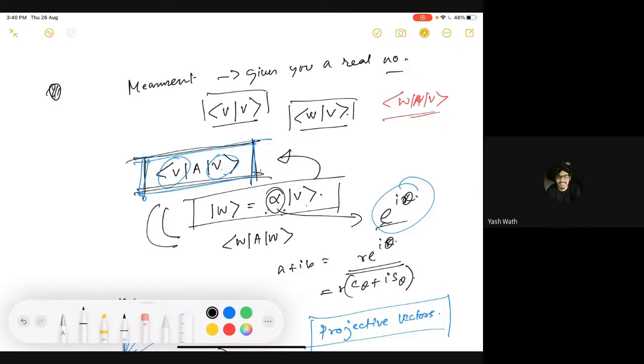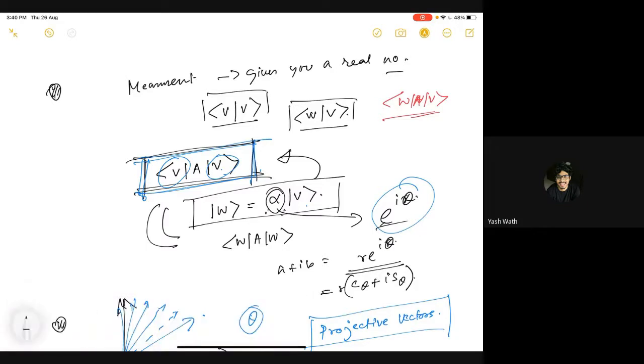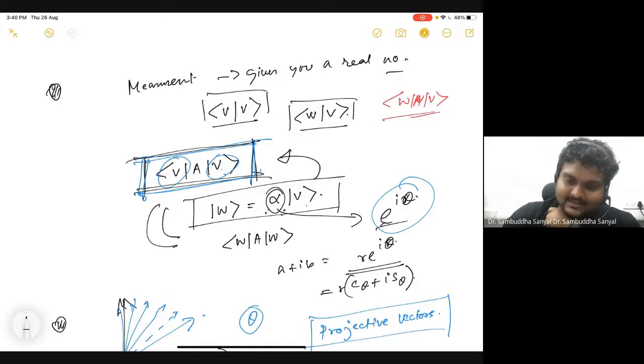And this A|V>, if I just take the operator A on V, this will give me another vector, right? Which is the result of this operation. Correct. Now do some examples. Okay, I'll come to the example.